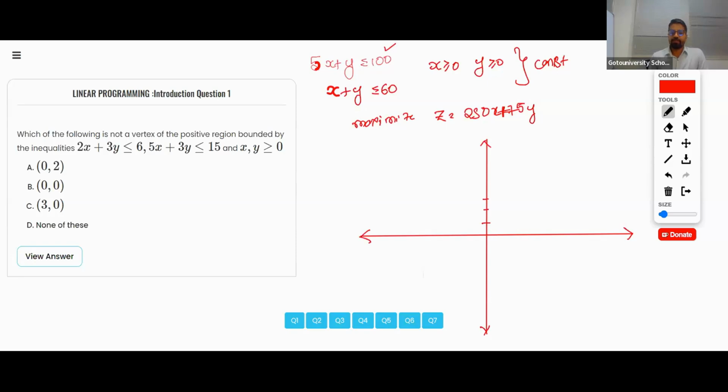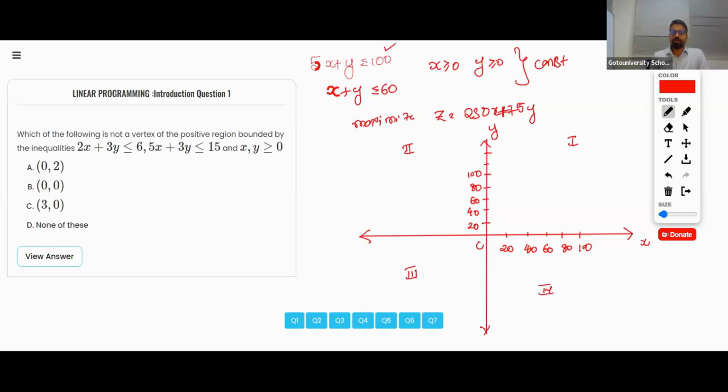I'll go for 20, 40, 60, 80, 100, just for easy units, as we cannot draw a bigger graph right now. This is 20, 40, 60, 80, 100 along the x-axis and y-axis. This is the first quadrant. This is the second quadrant. This is the third quadrant. This is the fourth quadrant.